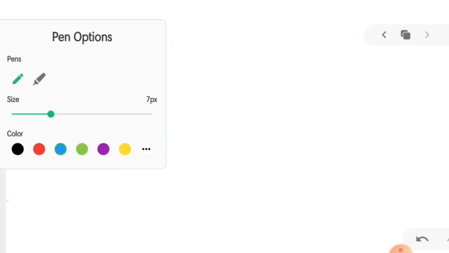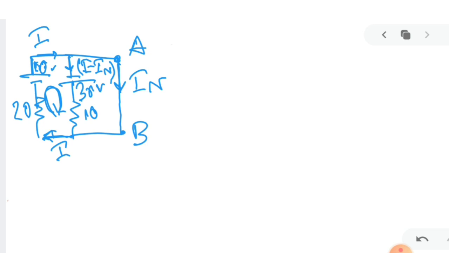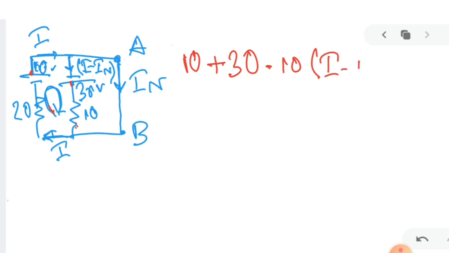Applying KVL, the loop exits from the plus side of the 10 volt source, so it is plus 10. In the 30 volt source, the loop also passes out from the plus terminal, so it is also plus. From the 10 ohm, the loop direction and the current direction are the same, so it is minus 10 into I minus IN. And the current direction and loop direction are also the same for the 20 ohm resistance, so it is minus 20 I equals 0.